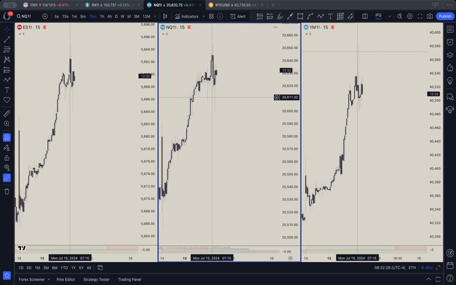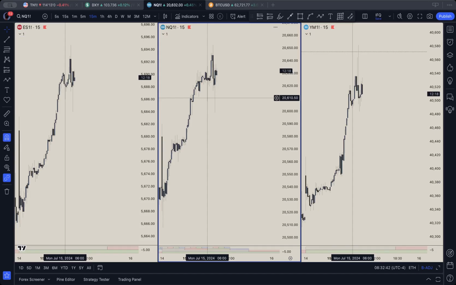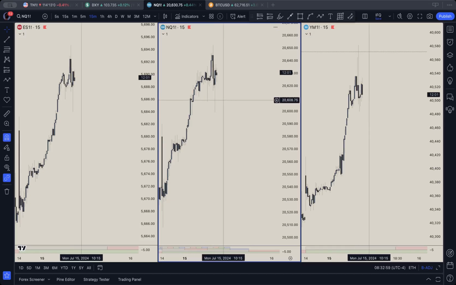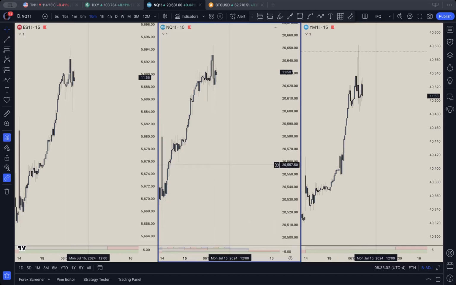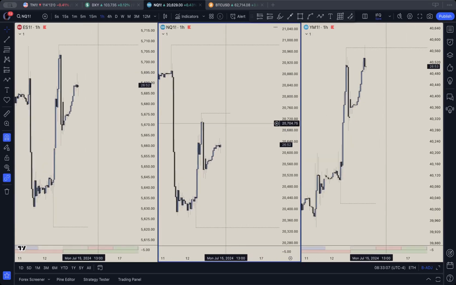Seems quite choppy on the lower time frame. Looks like seek and destroy actually. Yeah, this is actually just seek and destroy. Yeah, just be patient. London high has been taken on all markets as well.